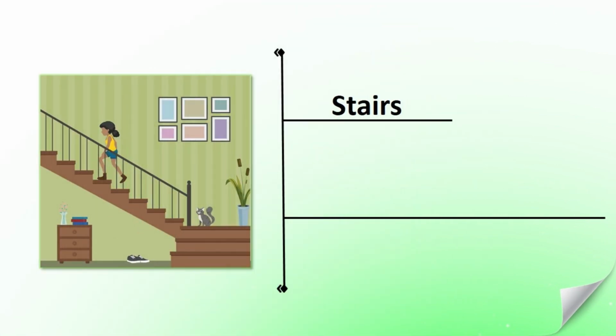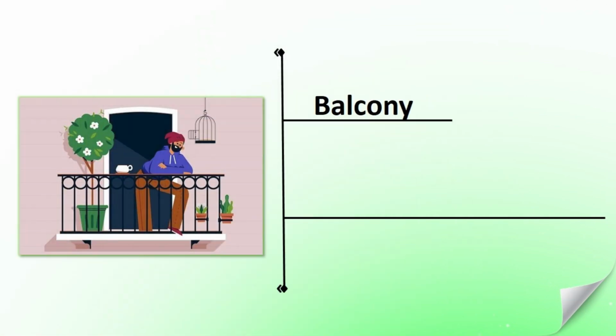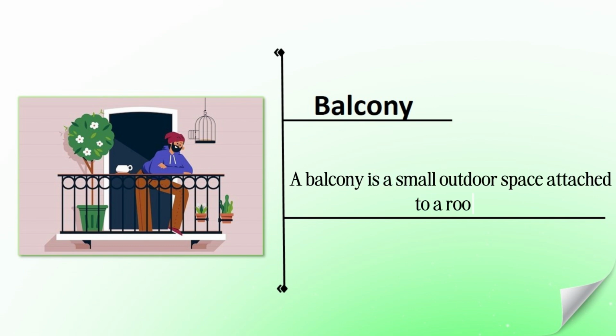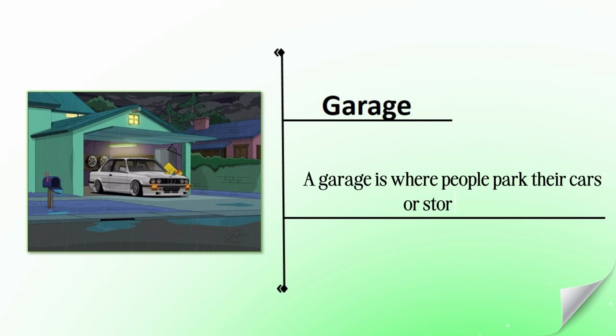Stairs. Stairs help you go up and down between floors. Balcony. A balcony is a small outdoor space attached to a room. Garage. A garage is where people park their cars or store tools.